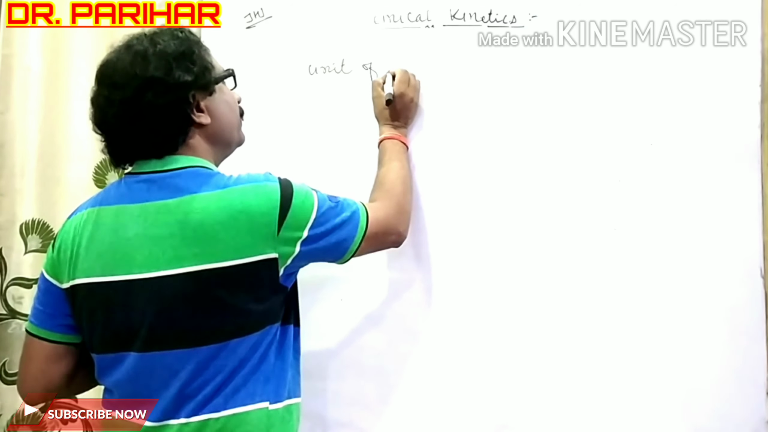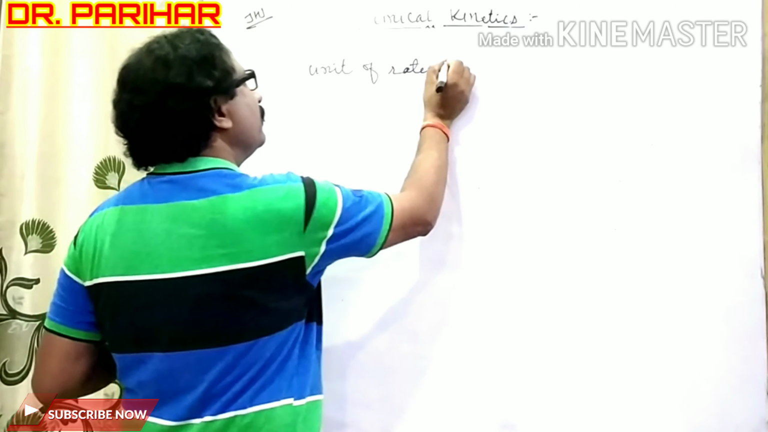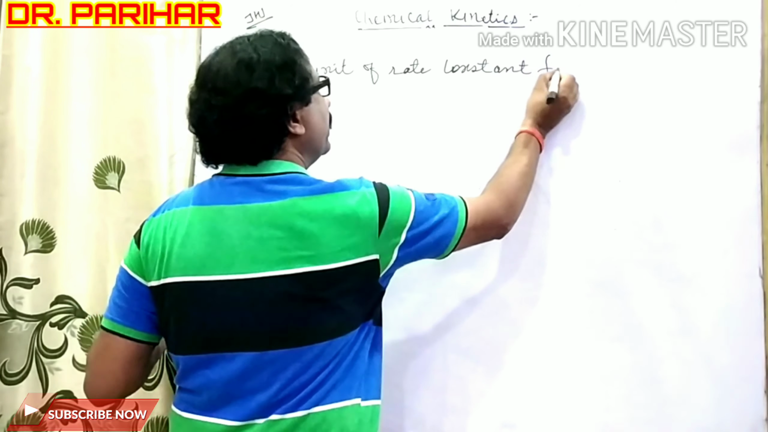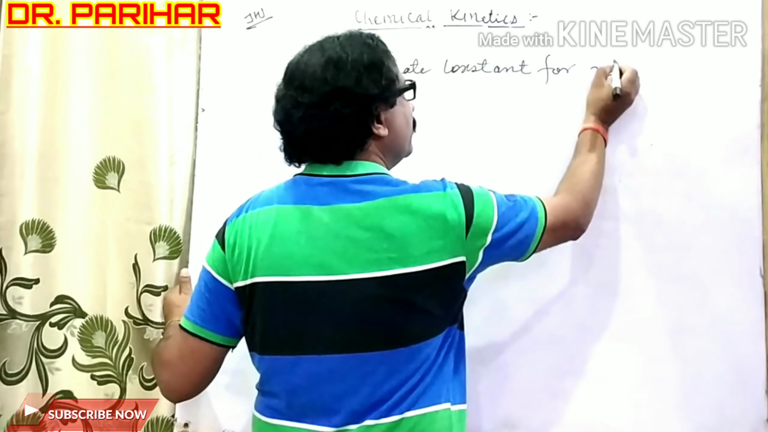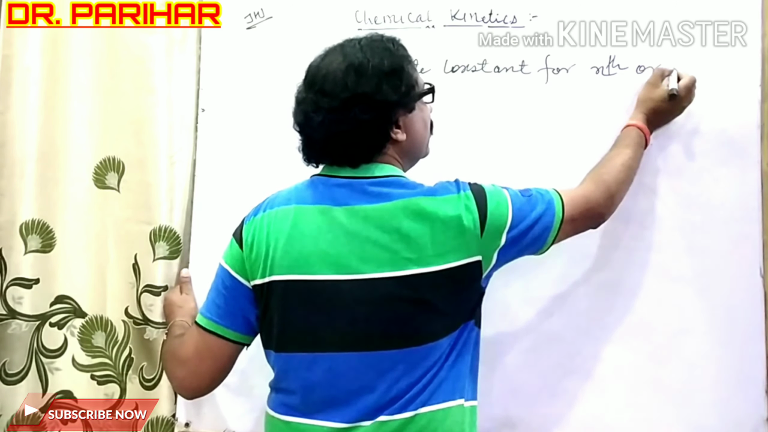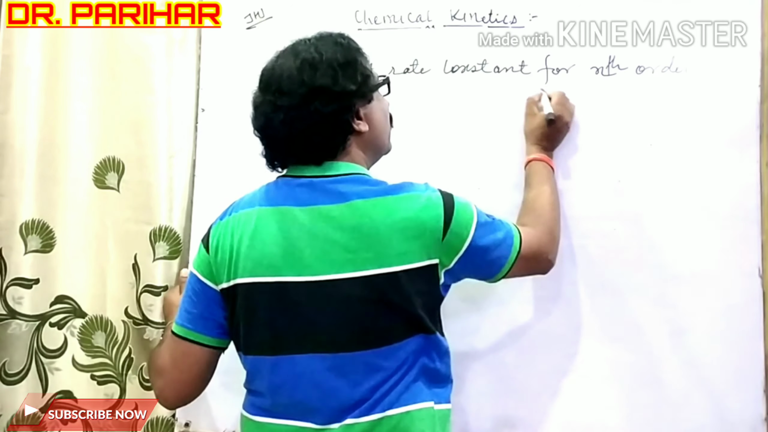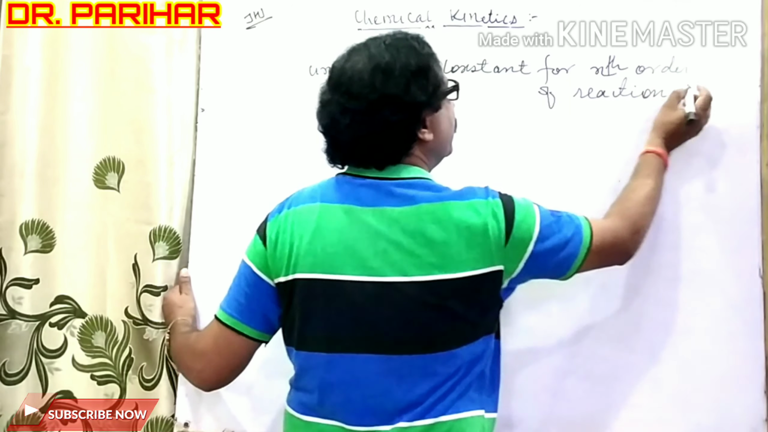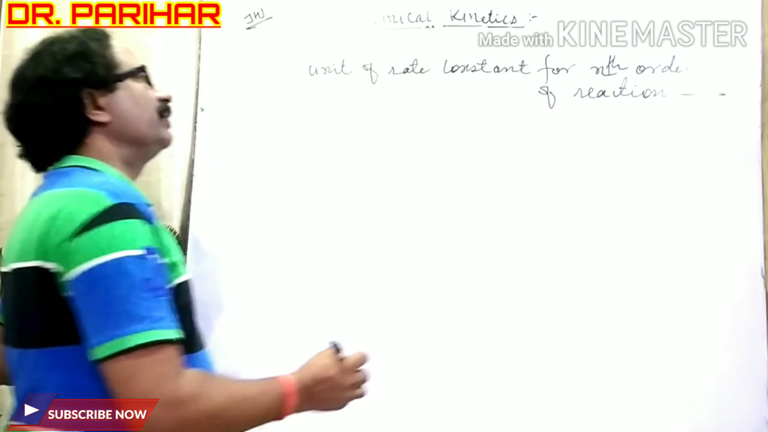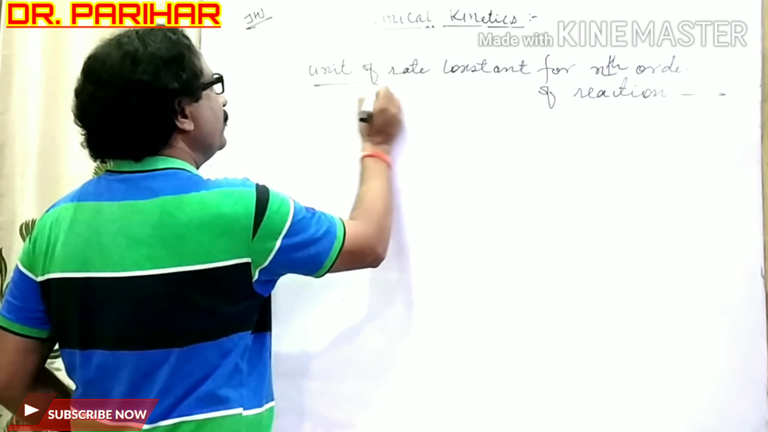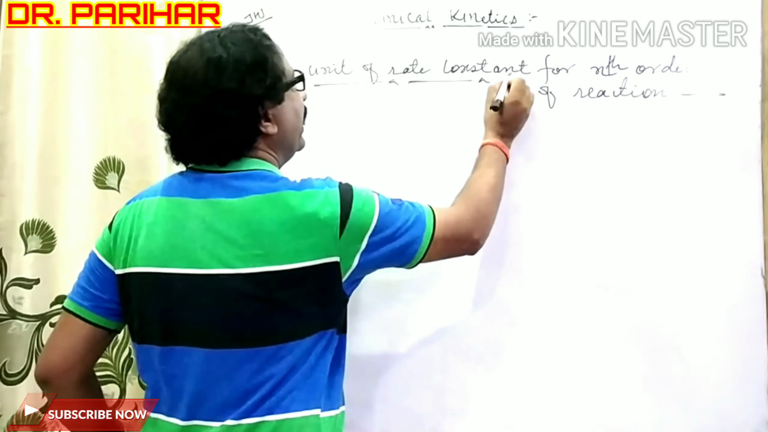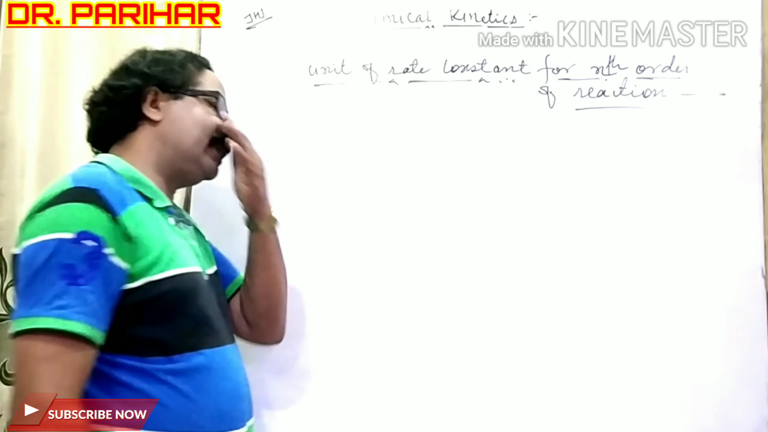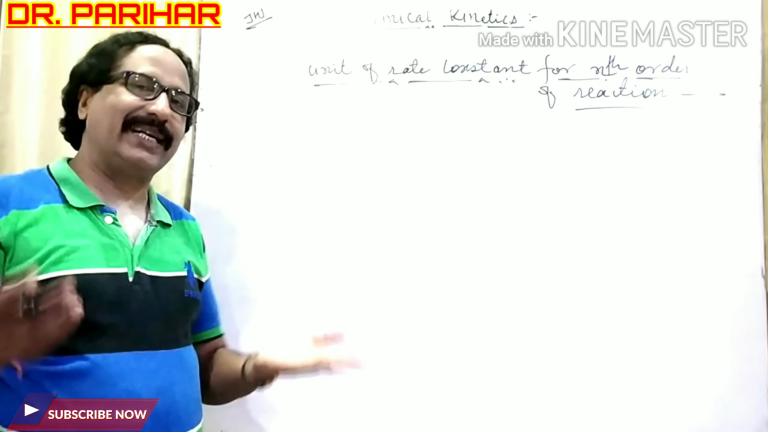about the unit of rate constant for nth order of reaction. Unit of rate constant for nth order. Nth order means zero order, first order, second order, third order, and so on.